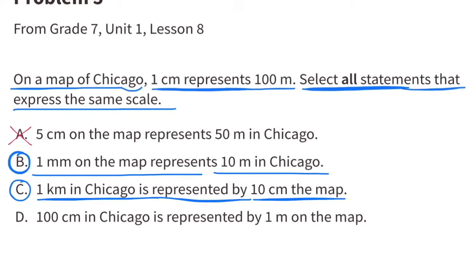A does not represent the same scale because 1 centimeter times 5 equals 5 centimeters, but 100 meters times 5 does not equal 50 meters. And D does not represent the same scale because 1 centimeter times 100 equals 100 centimeters, but 100 meters times 100 does not equal 1 meter.